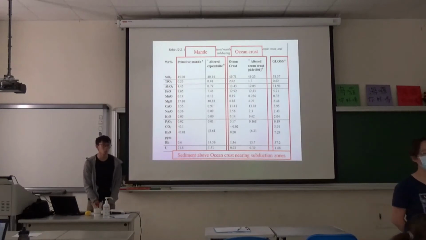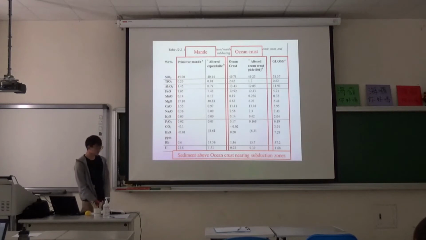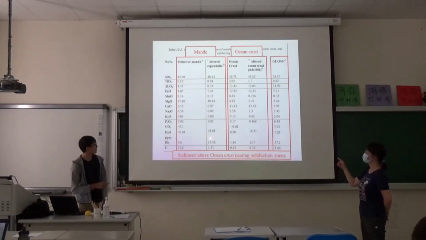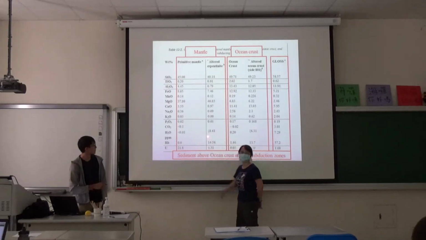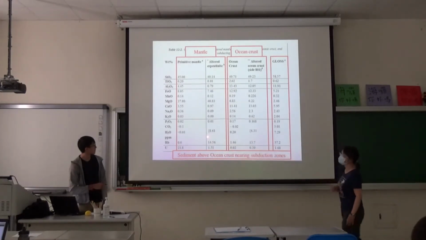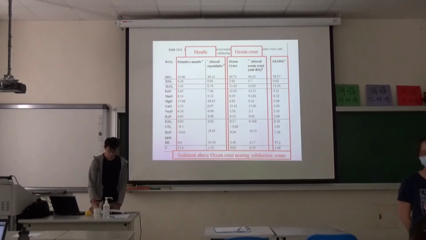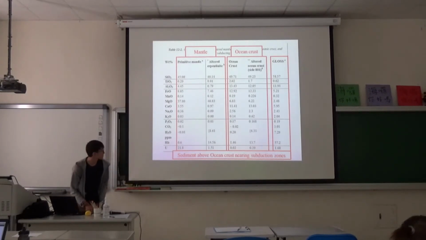Can you repeat the question again? The question is, you see on the table, primitive metal versus altered serpentinite. This material has much higher water content than primitive metal. Why? Because serpentinite was formed with water, so the water abundance is higher.